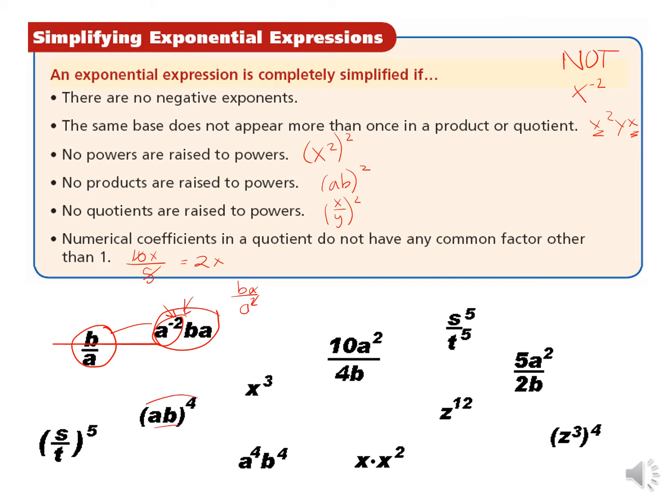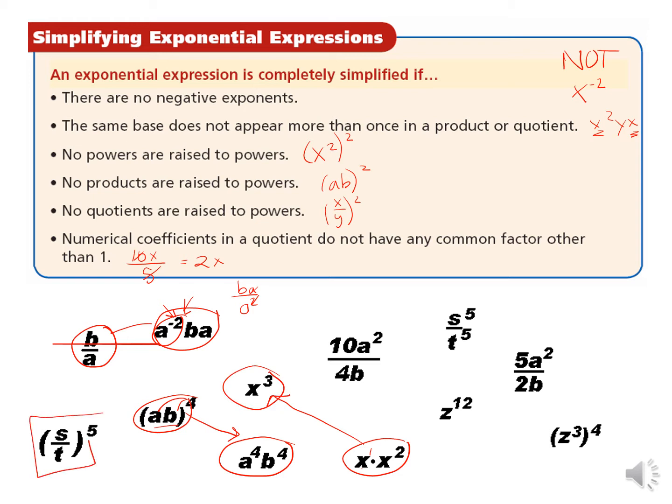Here's one that is a product raised to a power. You have to distribute that, and that becomes a to the 4, b to the 4. This one down here, the same base is in 2 places. Remember that there's a 1 here. So that's x to the 1 plus 2, which is x cubed.